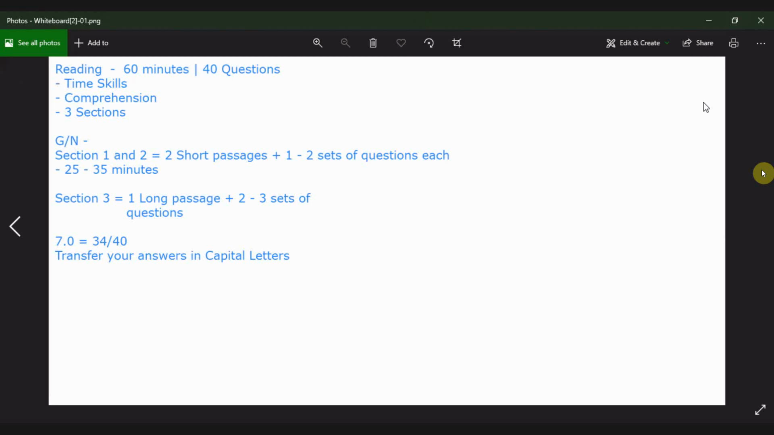It will be similar in section 2. You still need to deal with 2 short reading passages with 1 to 2 sets of questions for those passages, right? Okay, then we're going to take a look at section 3.